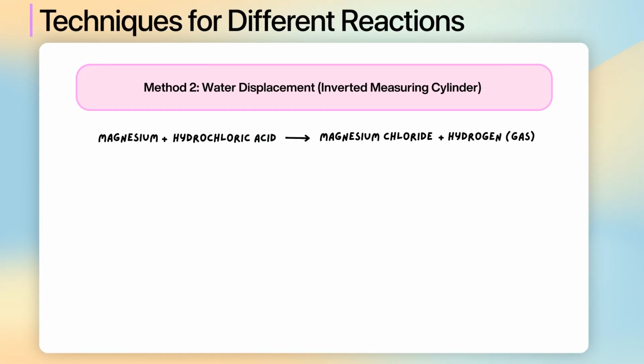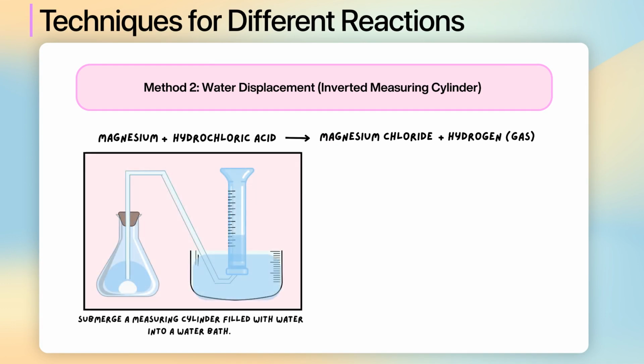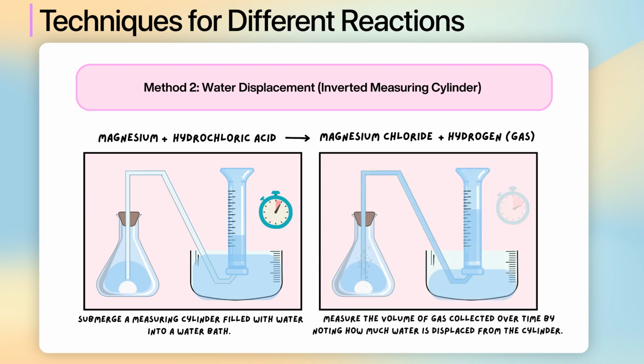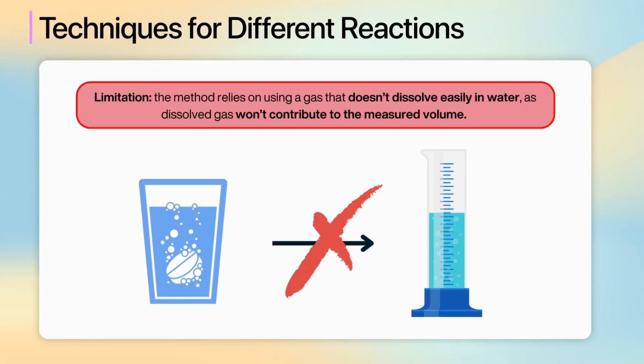An alternative method is water displacement. Firstly, submerge an inverted measuring cylinder filled with water into a water bath. The gas produced will displace the water in the cylinder. Then, measure the volume of gas collected over time by noting how much water is displaced from the cylinder. The method relies on using a gas that doesn't dissolve easily in water, as dissolved gas won't contribute to the measured volume.